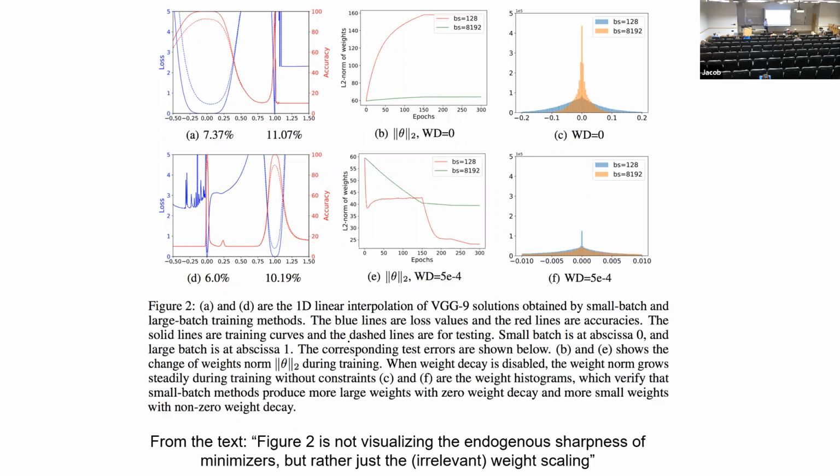Also, on the x-axis of these plots, we have the number of training epochs. And on the y-axis, we are plotting the L2 norm of the weights. So, first of all, let's just focus on the top middle. Without weight decay, what do you notice about the norms of the weights for batch size 128 versus 8,000?